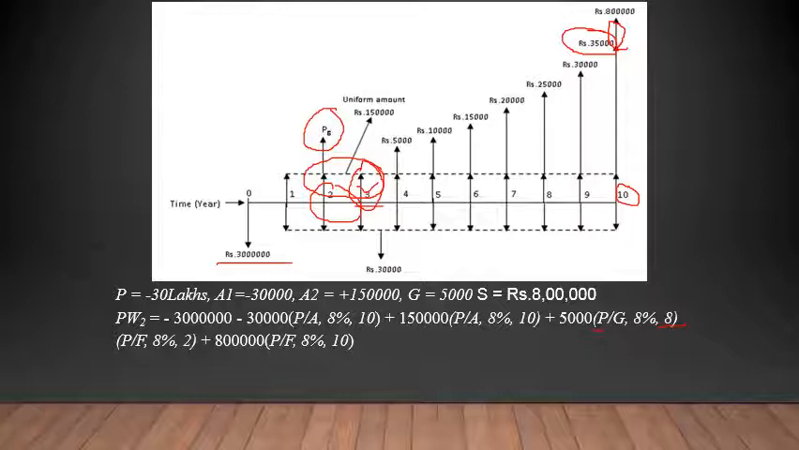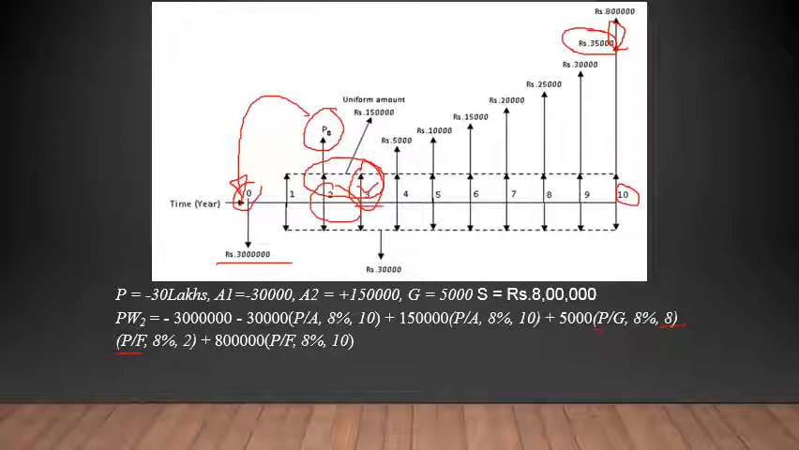Okay, now this has to be converted into P at t is equal to 0. I have to bring it to t is equal to 0. How do I do that? Using the factor P by F. Why P by F? Because for t is equal to 0, this is a future sum. So that future sum F must be converted into P. That's why you use the factor P by F comma 8 comma 2.